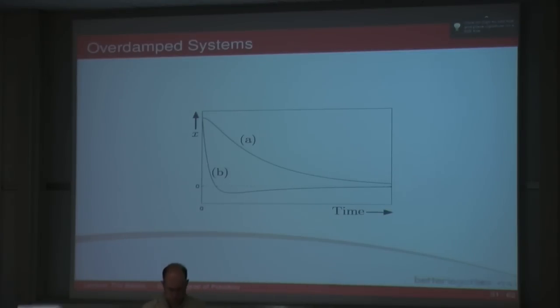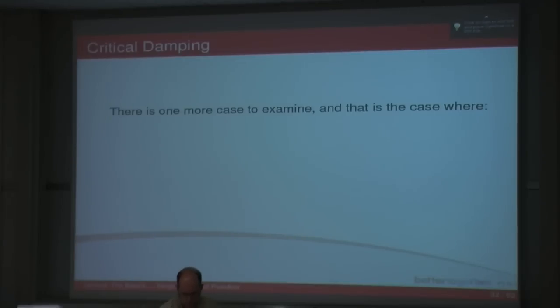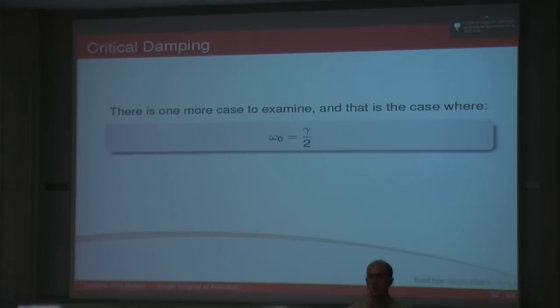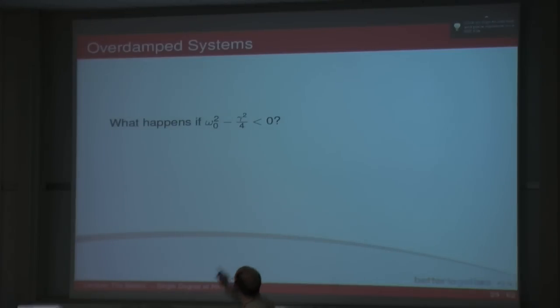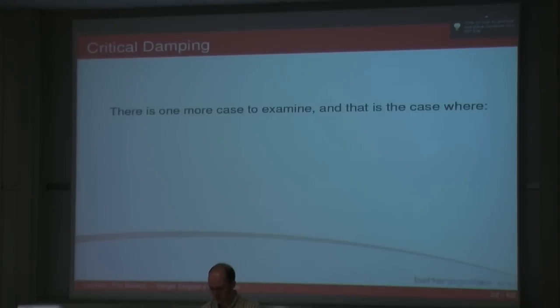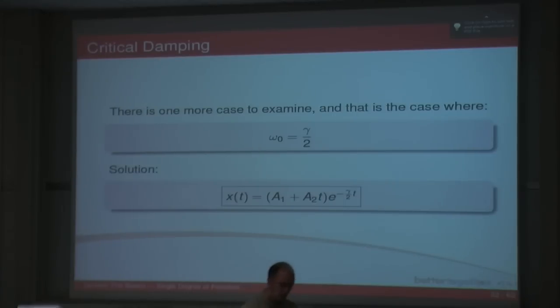There's one more case, and that's where omega naught is gamma upon 2. So this is a case where that term, that n term, or omega d term, so let's go back to it, where that term there equals 0. So the damping is such that gamma squared upon 4 equals omega naught squared, or gamma upon 2 equals omega naught. And I'm not going to go through the derivation because it's just more maths, and by this point I'm sure you're tired of it. That's the solution.